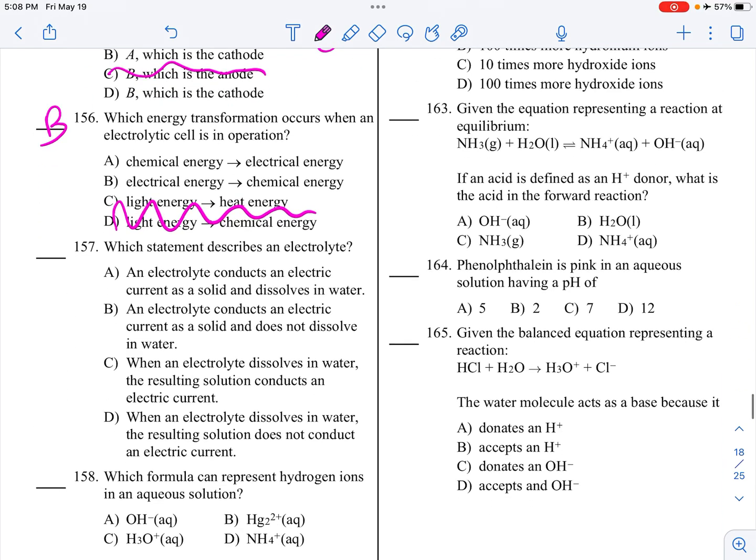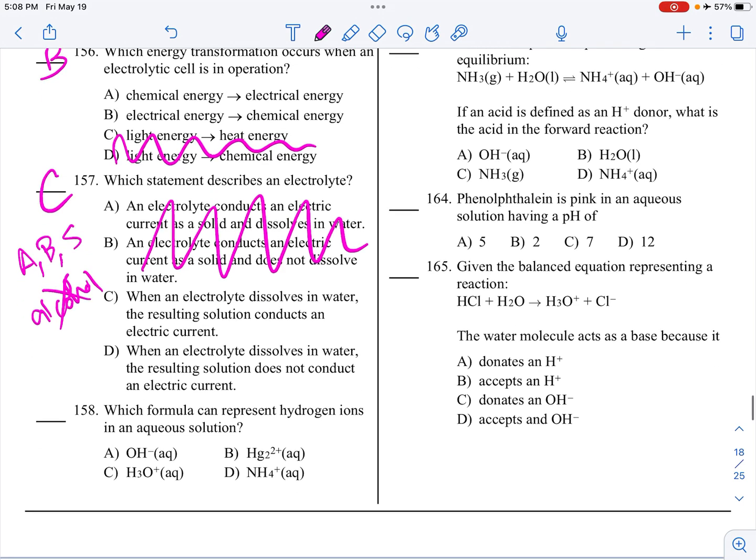What is an electrolyte? An electrolyte, first of all, these are acids, bases, and salts. These are not alcohols. They are any substance that produces electric currents. It conducts an electric current as a solid? No, you need mobile ions. When an electrolyte dissolves in water, the resulting solution conducts electric current.